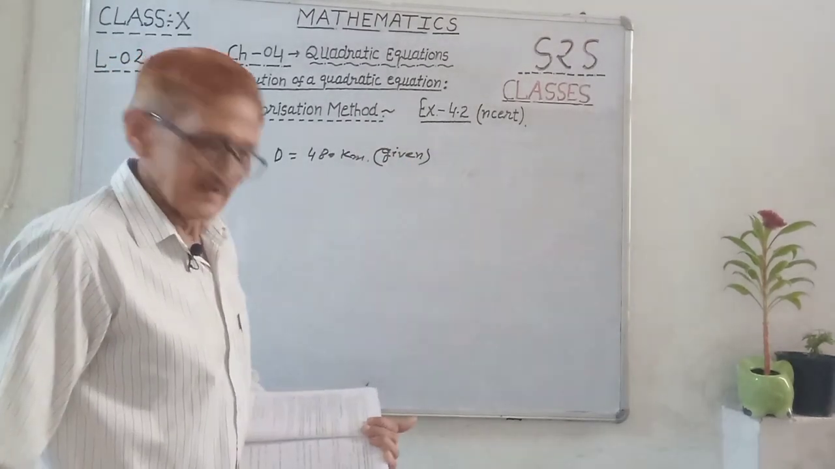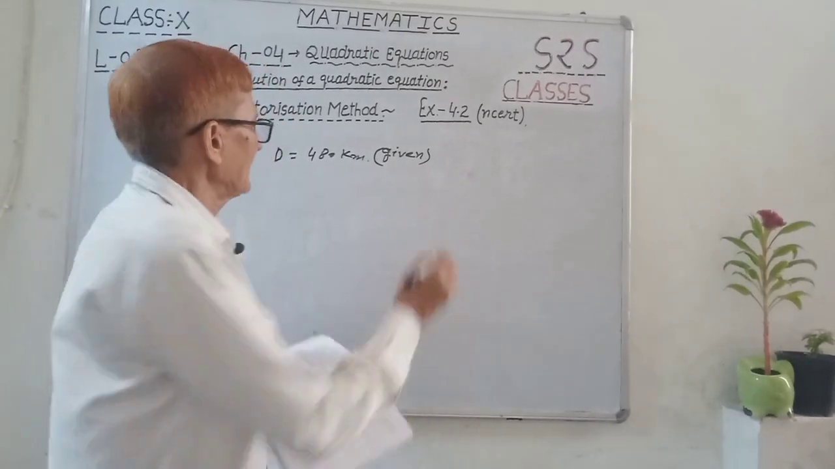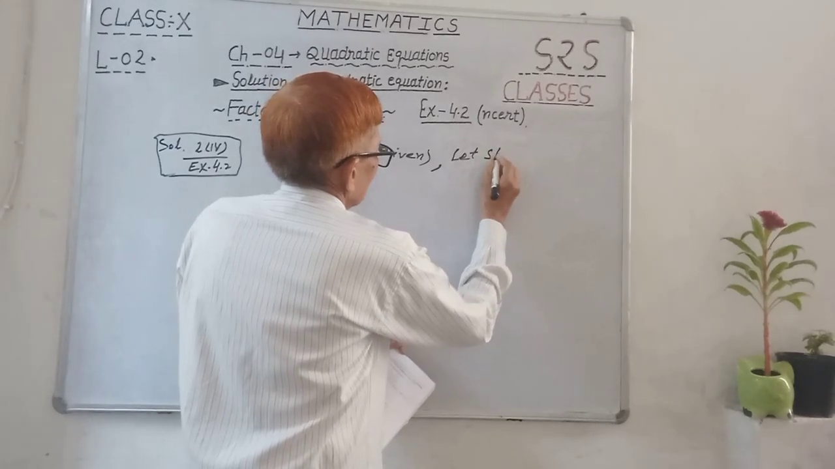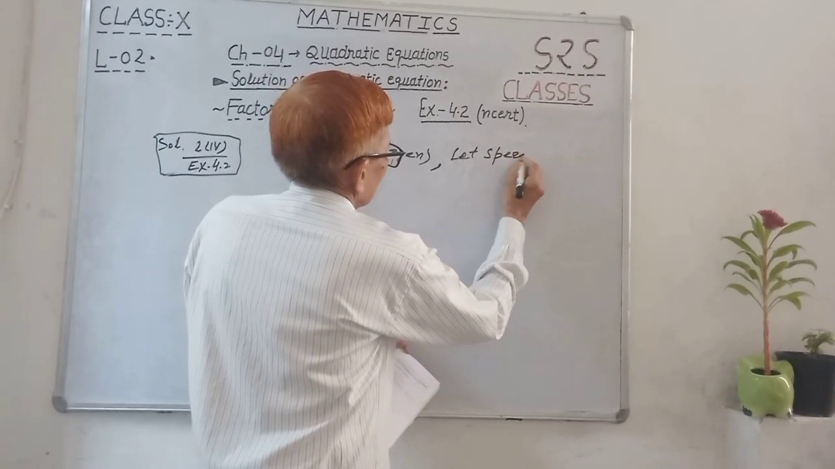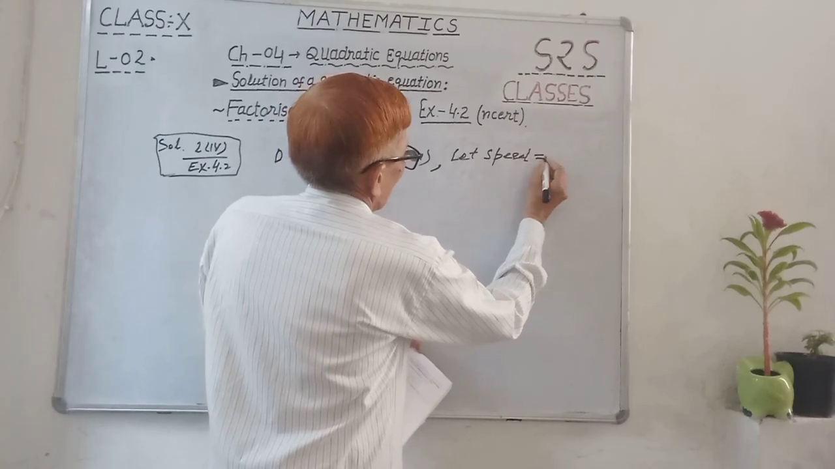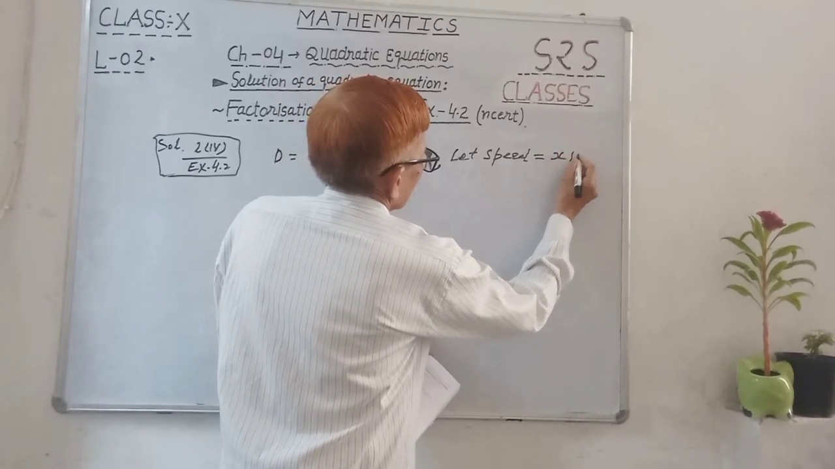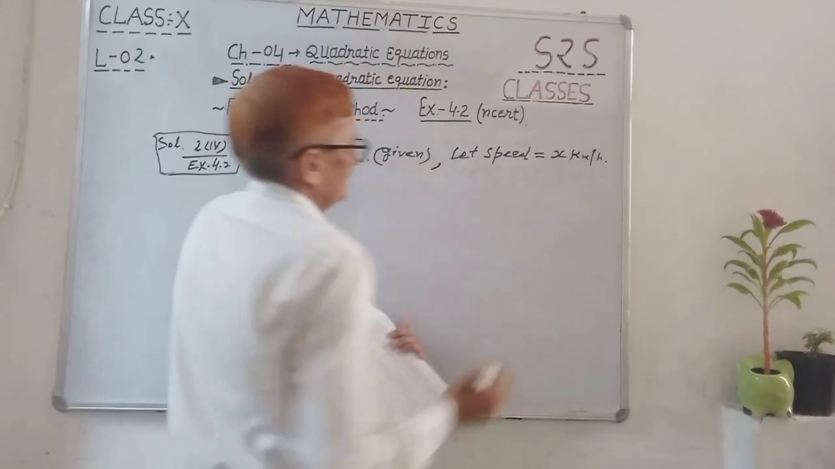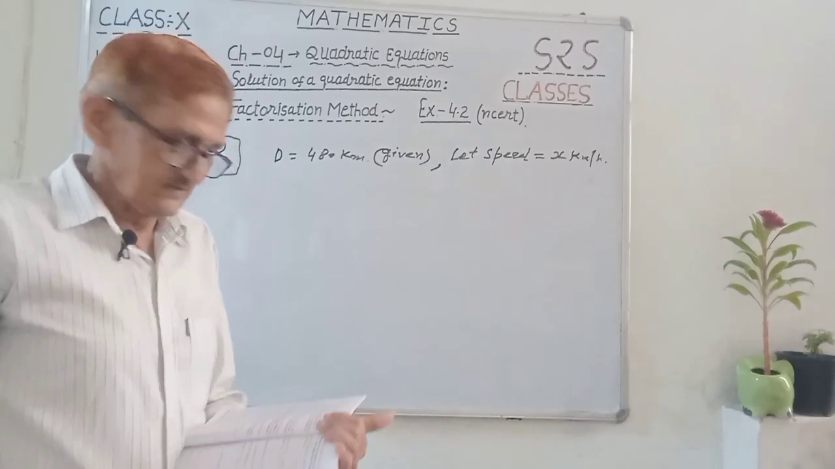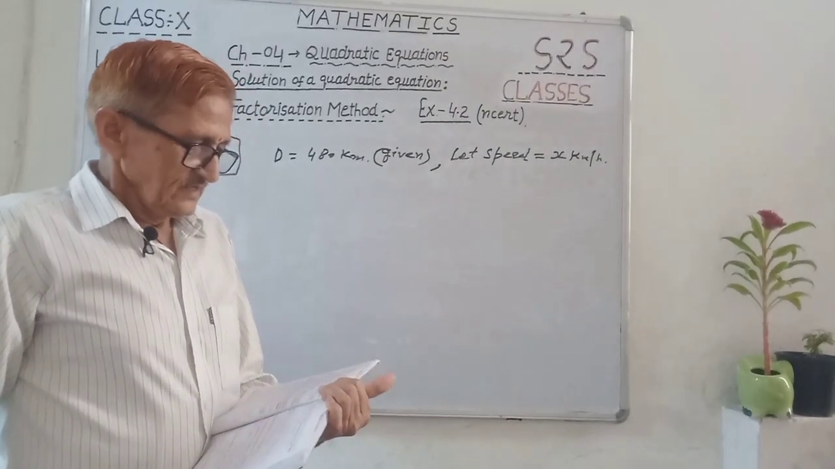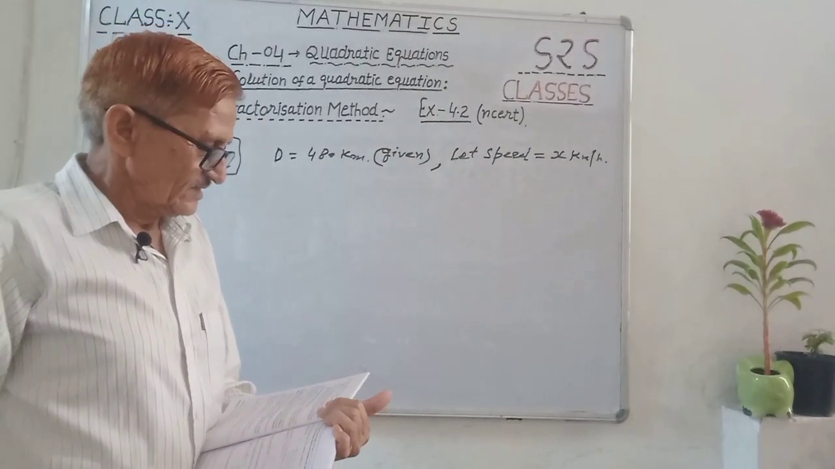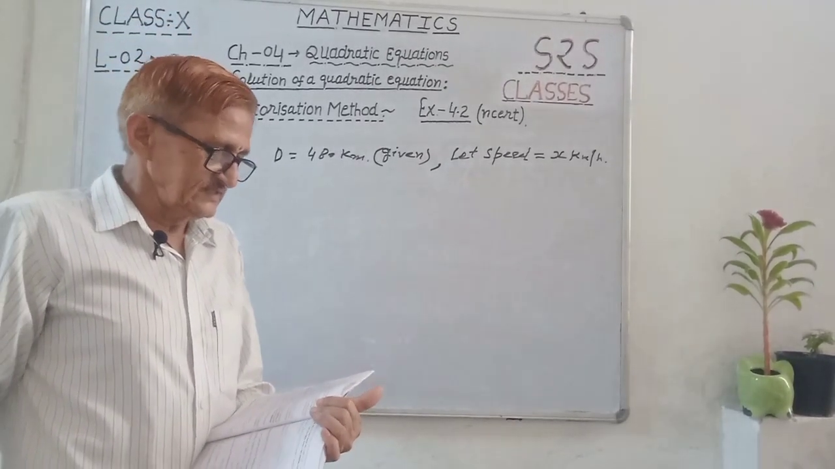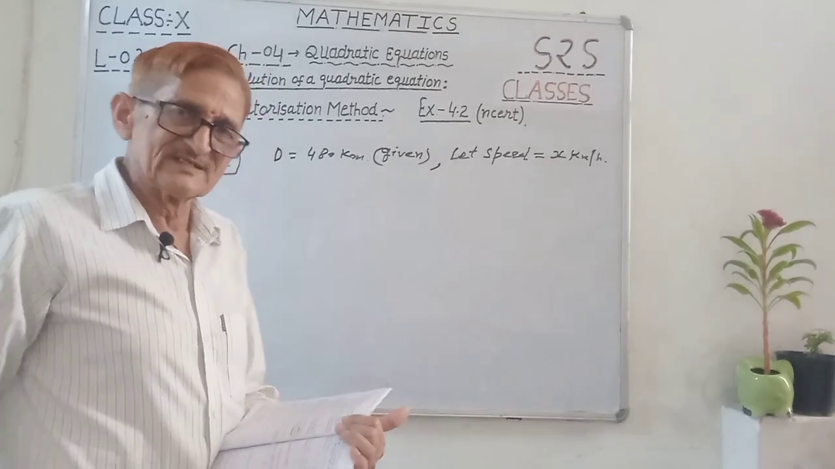Okay, and saying that by any uniform speed, let speed is equal to x kilometer per hour. Let speed x kilometer per hour. Okay, a train. Then if the speed had been 8 kilometer per hour less, then it would have taken 3 hours more to cover the same distance.